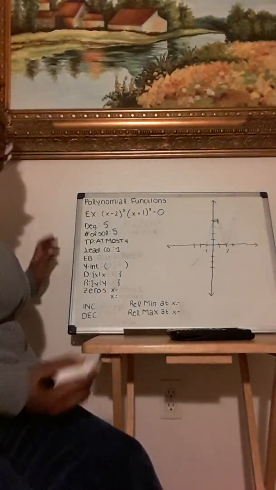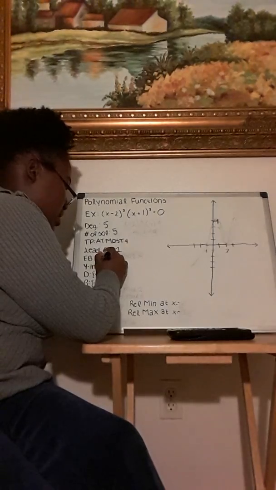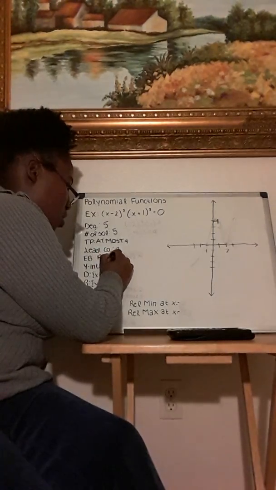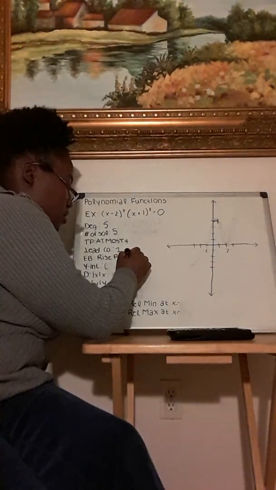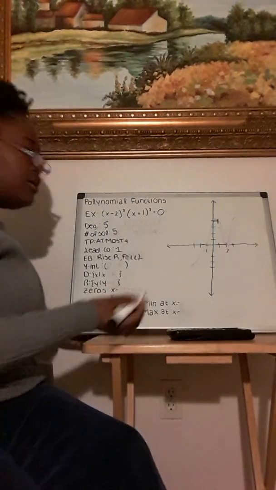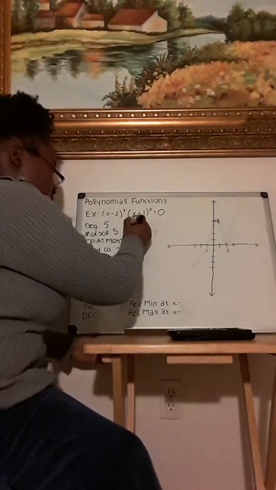Our leading coefficient is obviously 1. And we can tell, based on the leading coefficient, that our graph will rise right. I'm going to put rise R and fall left.